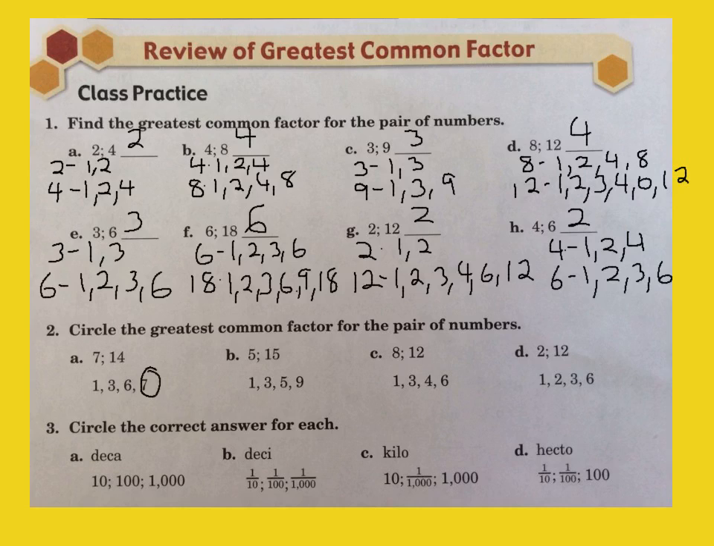B, our numbers are 5 and 15. What's the greatest number that goes into 5 and 15? Raise your hand if you think it's 1. Raise your hand if you think it's 3. Raise your hand if you think it's 5. And raise your hand if you think it's 9. The GCF for 5 and 15 would be 5.